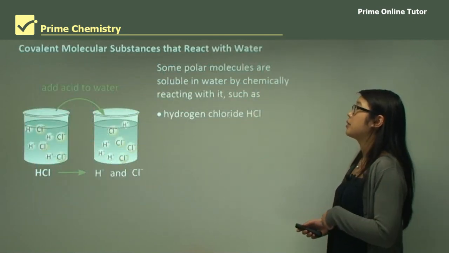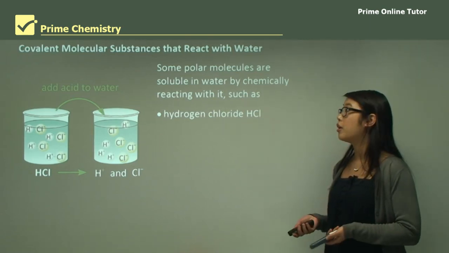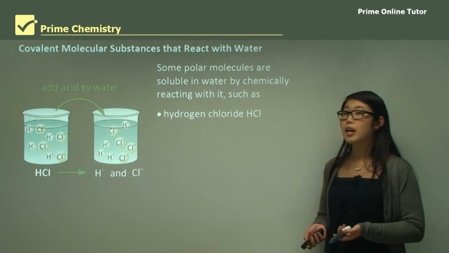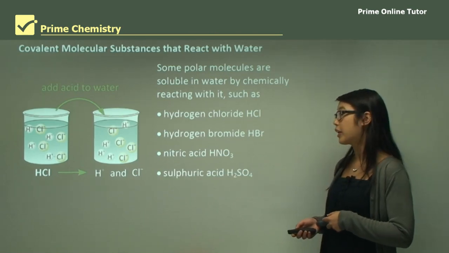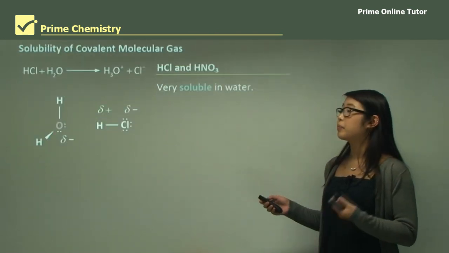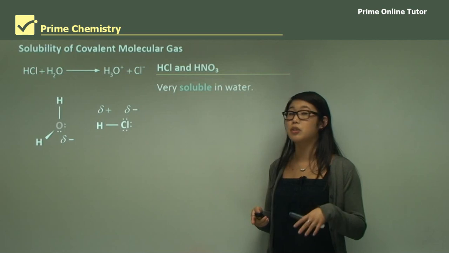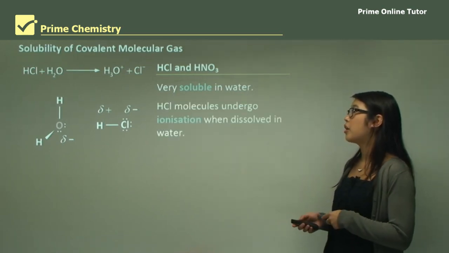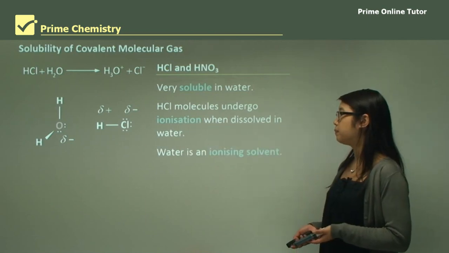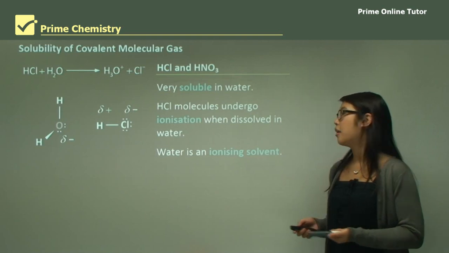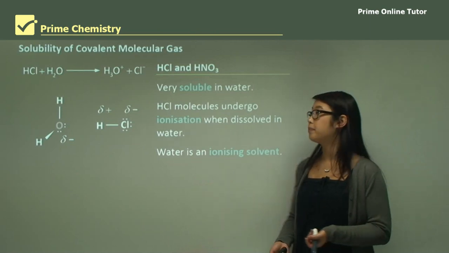Covalent molecular substances that react with water can be some polar molecules, which can chemically react with water to form new products. This includes hydrogen chloride, hydrogen bromide, nitric acid, and sulfuric acid. In this case, because they react with water, they can be very soluble in water. That means they're going to be dispersed into the water. Hydrogen chloride molecules undergo ionization when they're dissolved in water. Water is considered an ionizing agent, or ionizing solvent, because it causes ionization of the hydrogen chloride.